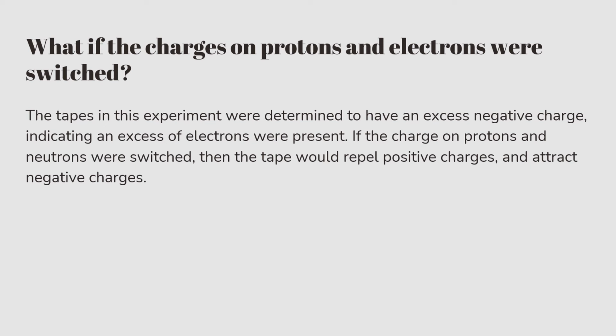And then what if the charges on protons and electrons were switched? Because the tapes in this experiment were determined to have an excess negative charge, indicating an excess of electrons, if the charges on protons and electrons are switched, then the tape would repel positive charges and attract negative charges, because we would be saying that electrons have positive charge.